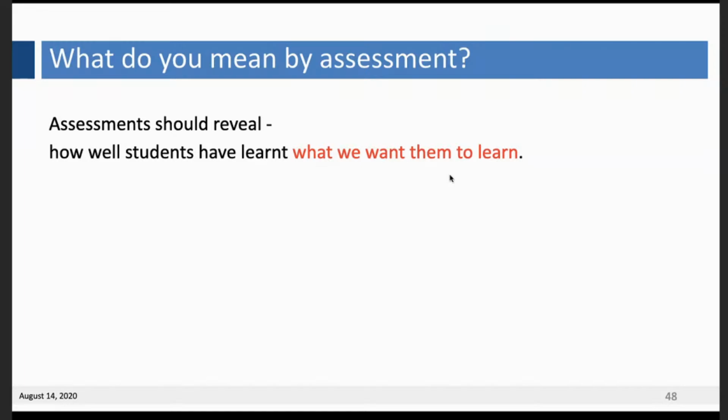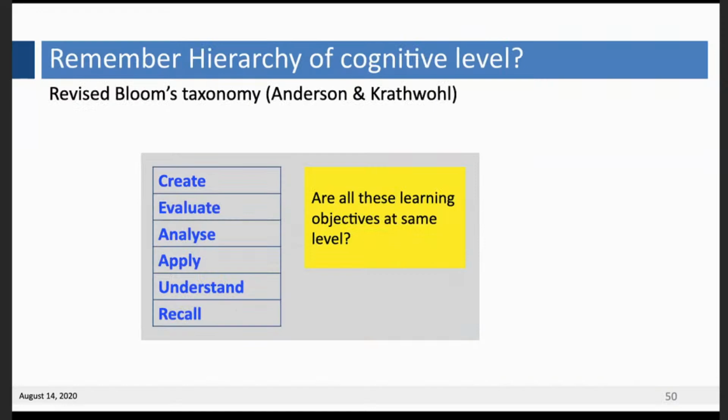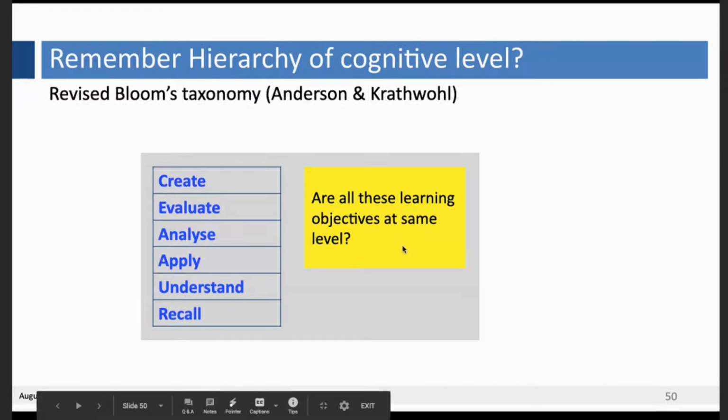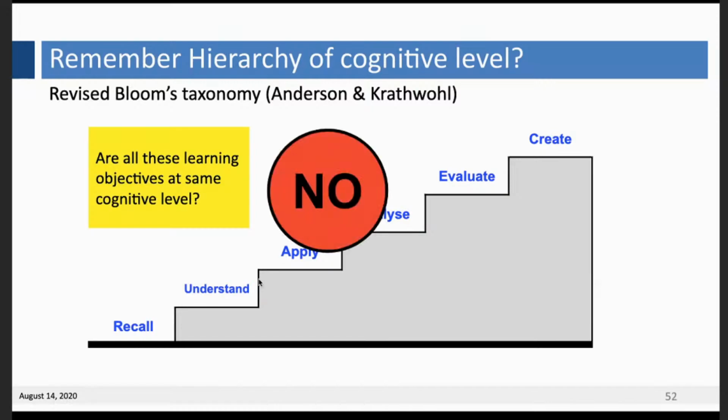Remember Bloom's taxonomy? It's very common these days. Now everybody uses Bloom's taxonomy on different cognitive levels. Are all these learning objectives at the same level? Definitely, all of you must be aware of it. So if I represent it in a different form and again ask, are these levels the same? Definitely not. These are not at the same level.